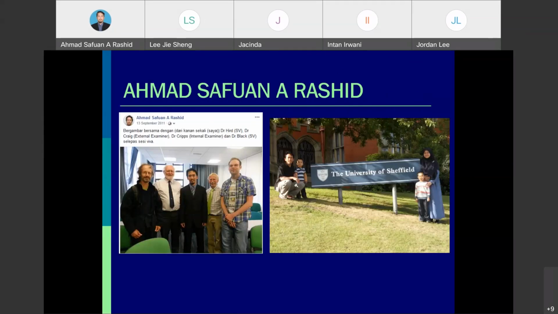Okay, a little bit of background on me. My name is Ahmad Safwan. I graduated from Sheffield University. This is my former supervisor, Dr. Hurt. This is my examiner, Dr. Craig from the University of Manchester. Dr. Cripps, the internal examiner. And this is my second supervisor, Dr. Black. These photos were taken right after my Viva session, or oral examination, in 2011.